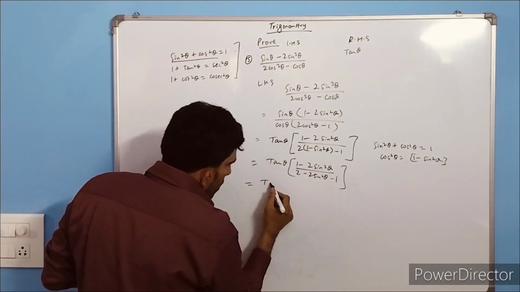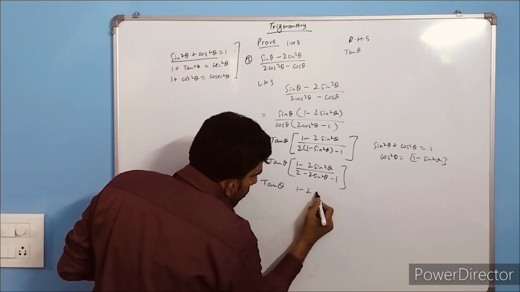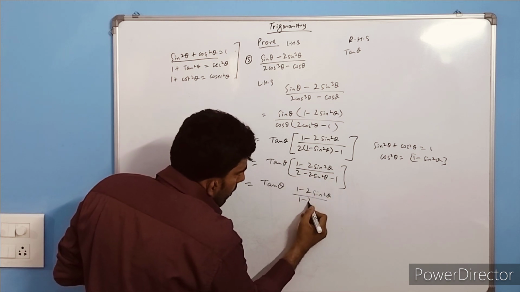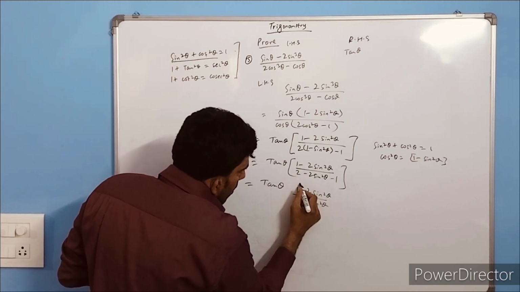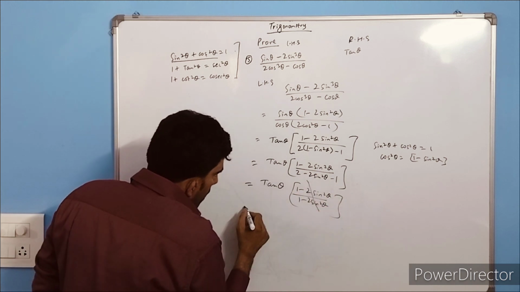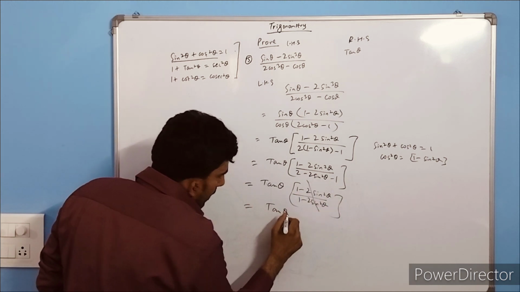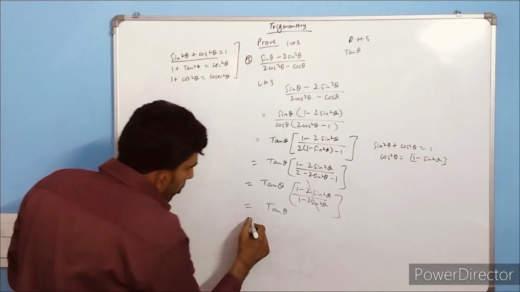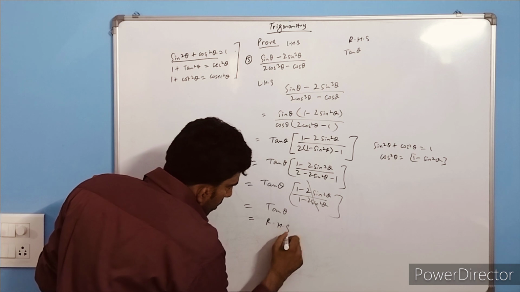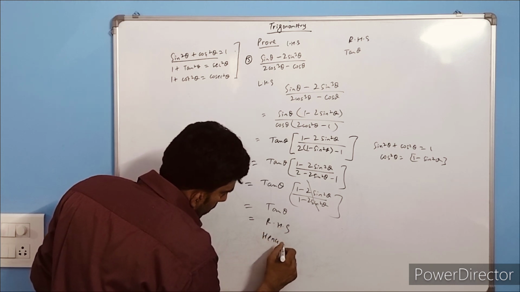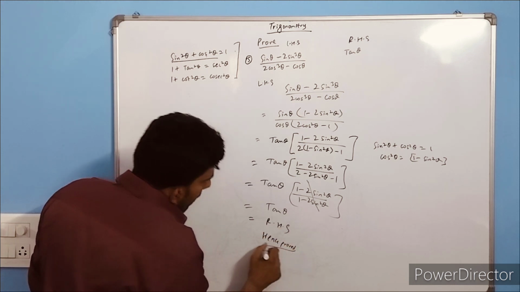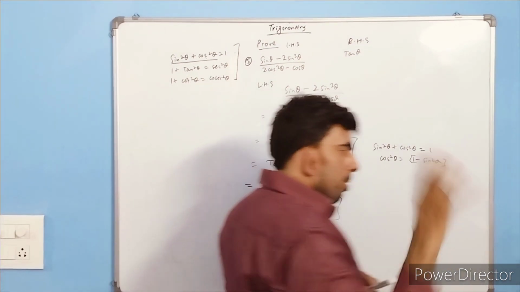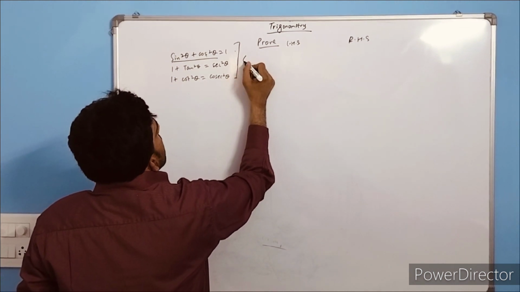Now what did you get? 1 minus 2 sin square theta in the numerator. In the denominator you get 2 minus 1, that is 1, minus 2 sin square theta. So reduce it, you got tan theta. That is the RHS side. Hence proved. So we have solved 5 numericals. Now the next numerical we'll solve.